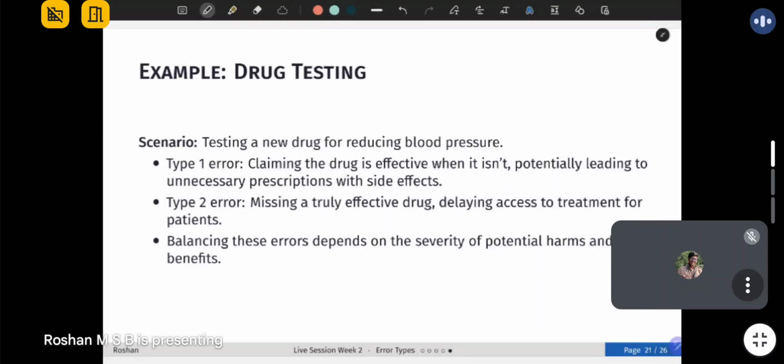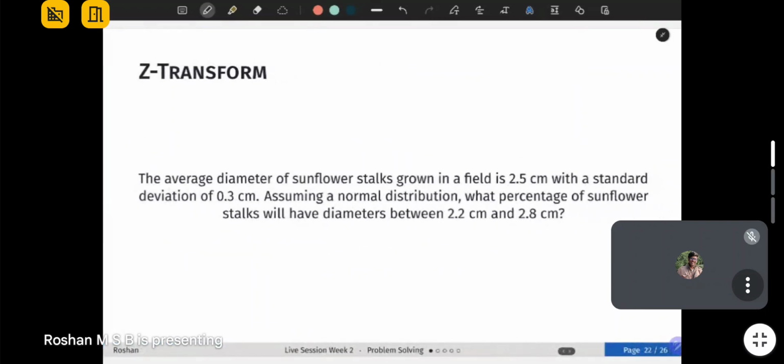In the type 2 error case, actually the drug can treat blood pressure, but based on my statistical analysis, and based on this type 2 error, I'm not introducing it to the market, and we can't treat blood pressure more effectively because we missed a truly effective drug. Okay? And again, balancing these errors, you have to take care of it.